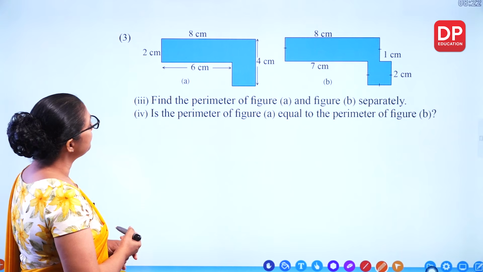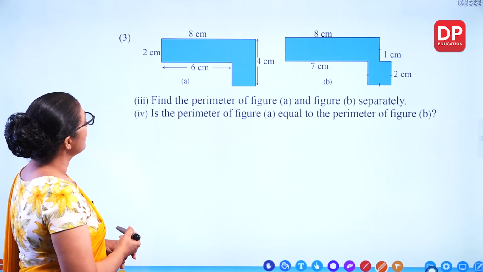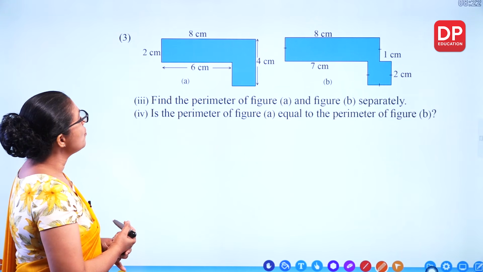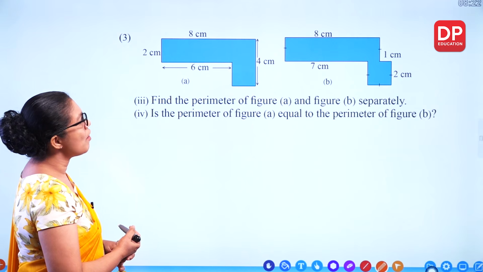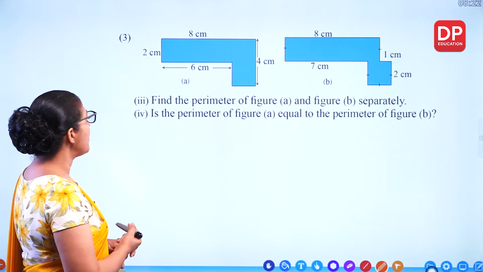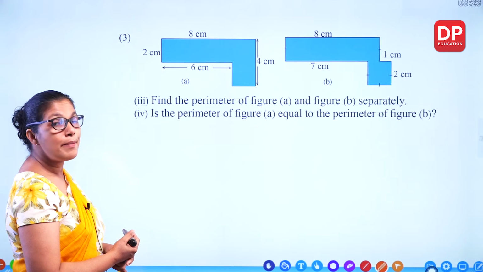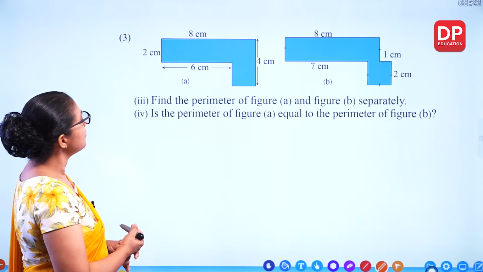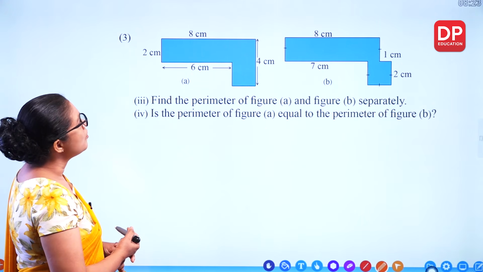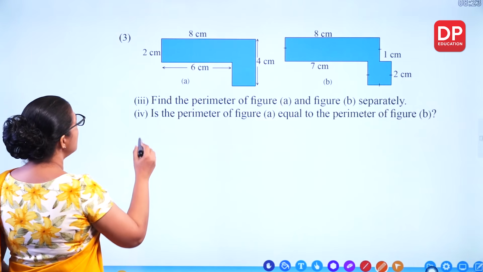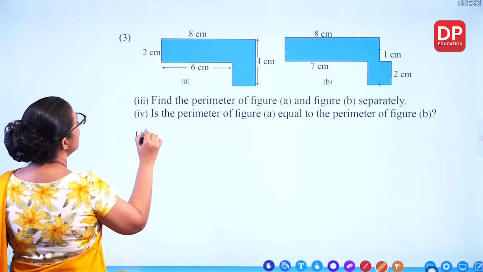Look at this one. Same thing. Now you need to find out the perimeter of figure A and figure B separately. Is the perimeter of figure A equal to the perimeter of figure B? This one you have to just add the lengths.